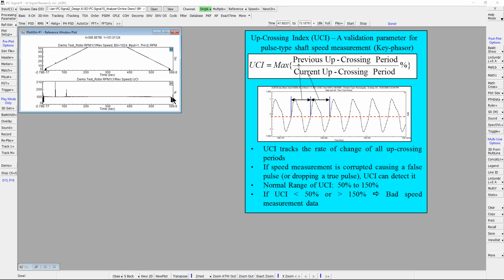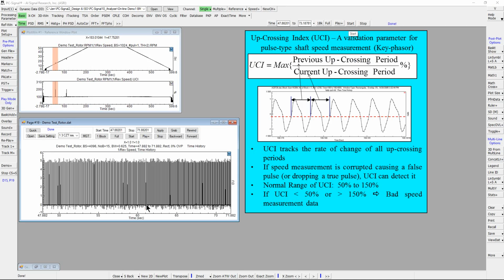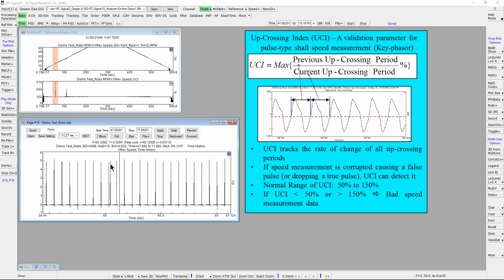Next, let's take a closer look at the first high upcrossing index. Drag around it around s plus 60 second to capture the time frame and generate its time history. Further zoom in. As can be seen here, there is an extra spike which could be due to measurement corruption. This extra spike causes its upcrossing index to jump to 300%.